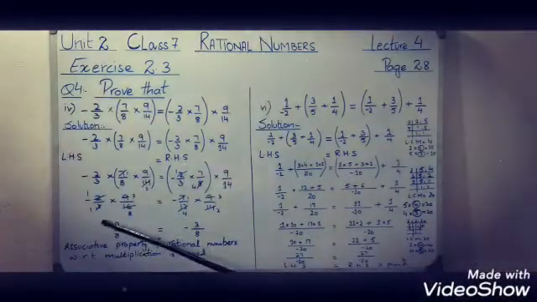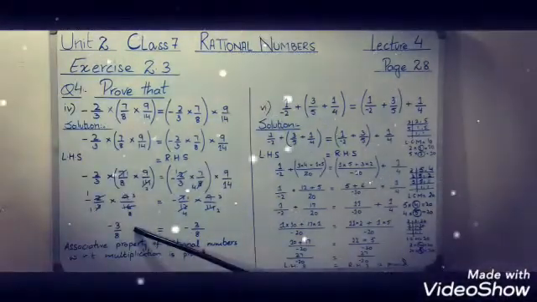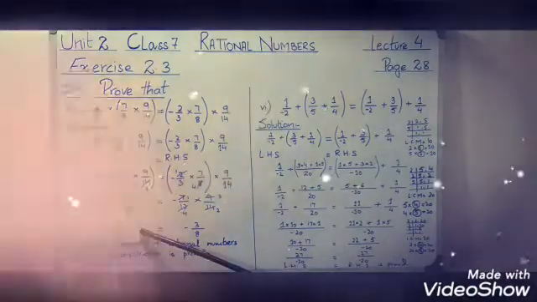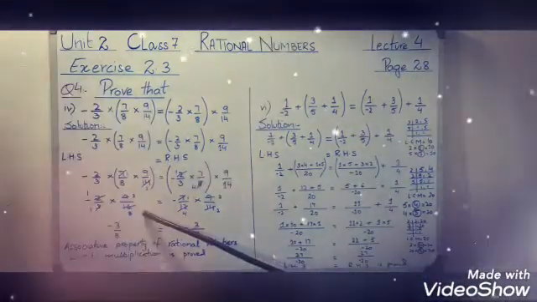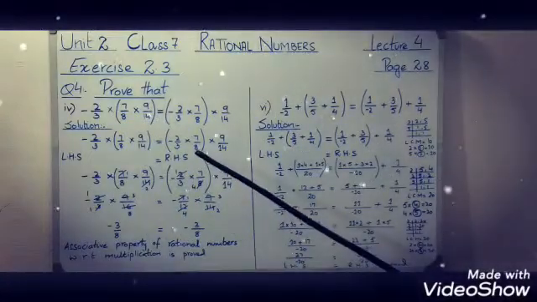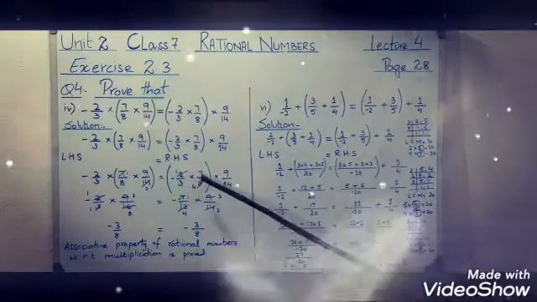Then again do the cancellation, and the final answer is minus 3 by 8. It's easy, simple. You know the tables. Tables are very important. Okay. Now on the right hand side, again first do the cancellation.